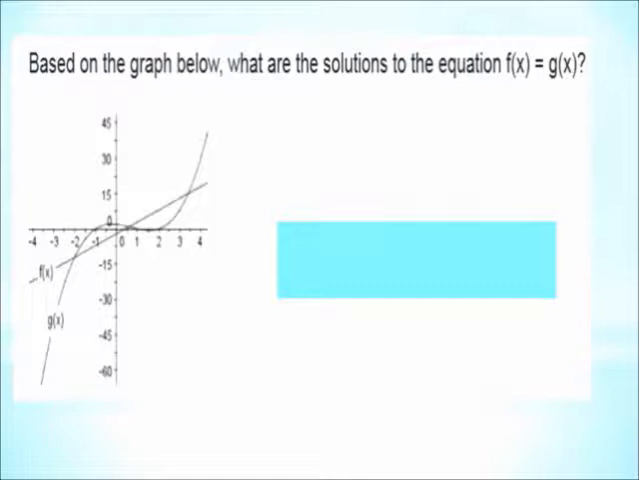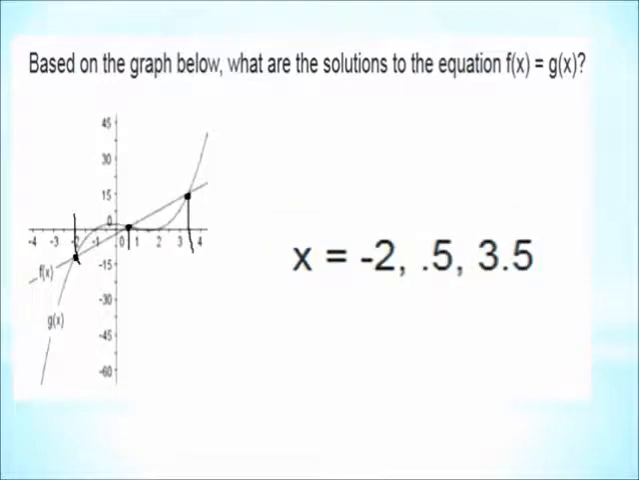Based on the graph below, what are the solutions of the equation f of x equals g of x? We're going to mark exactly where they intersect. So where do they intersect? At negative 2, 0.5, and 3.5. See how simple that problem was? It's just identifying where they intersect.